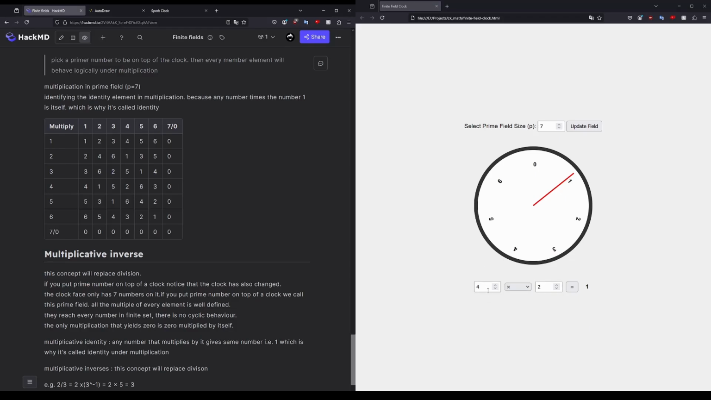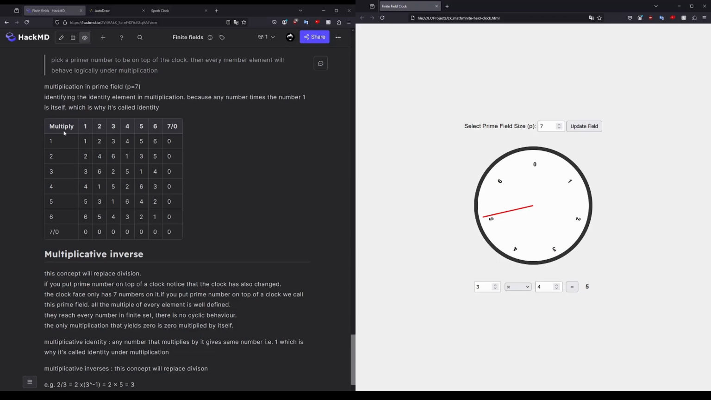For example, 4 times 2 gives us 1, 3 times 4 gives us 5, and we can reach every element in this. So there are a few things that you should notice.